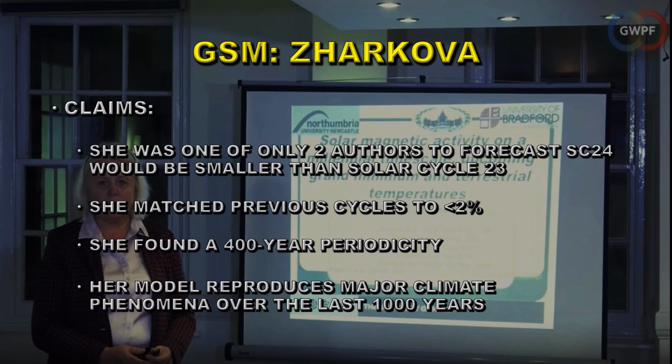She's made a number of claims. She claims she was one of only 2 authors to forecast that solar cycle 24 would be smaller than solar cycle 23. Now we know that that's untrue because we just looked at that earlier in the talk. She claims that she's matched the previous cycles to within 2%. That, if she could do that, would be remarkable, and we'll take a look at that. She claims she's found a 400-year periodicity in the data. Again, from 30 years, that seems to be a little untenable. I think what she's done is she's assumed a 400-year period because everybody says a 400-year period. She claims her model reproduces major climate phenomena over the last 1,000 years.